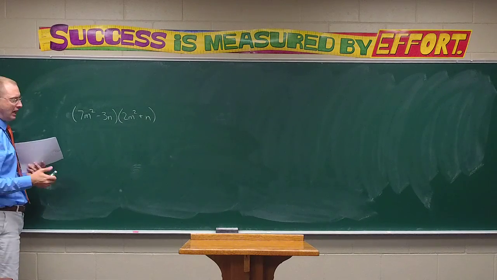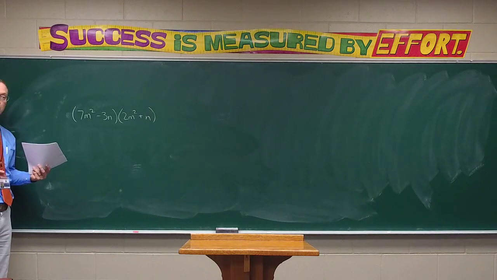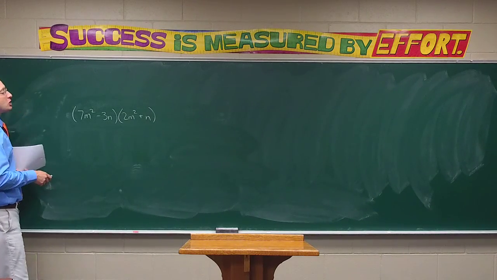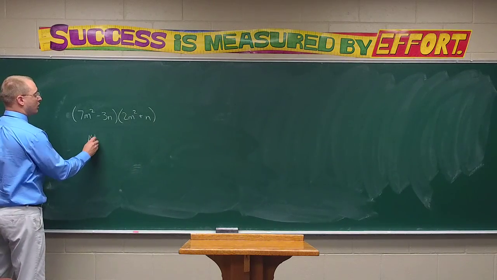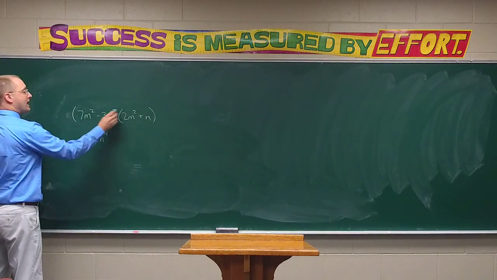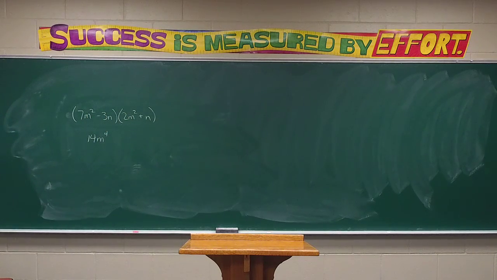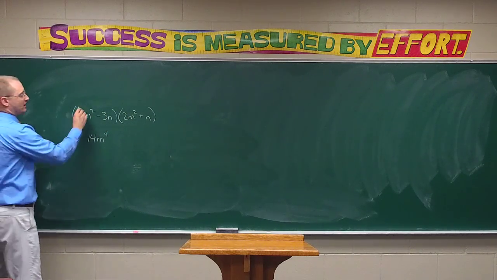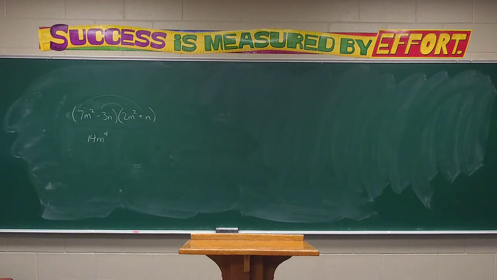What does FOIL stand for, class? First, outer, inner, last. But remember, the outer and inner, if they're similar binomials, will combine together. So when we multiply the first, what do we get, Michael? 14 and 4. Good, because when we multiply like bases, class, we add the exponents. When we multiply the outer, Kendall, 7m squared n. Good, it's a 7m squared n.